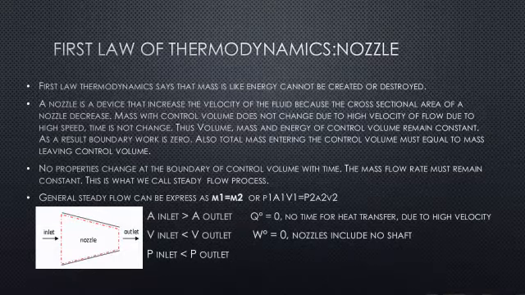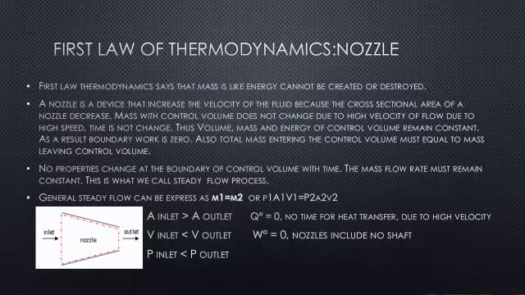As a result, boundary work is 0. Also, total mass into the control volume must equal the mass leaving the control volume. No properties change at the boundary of control volume with time. The mass flow rate must remain constant. This is what we call a steady flow process.